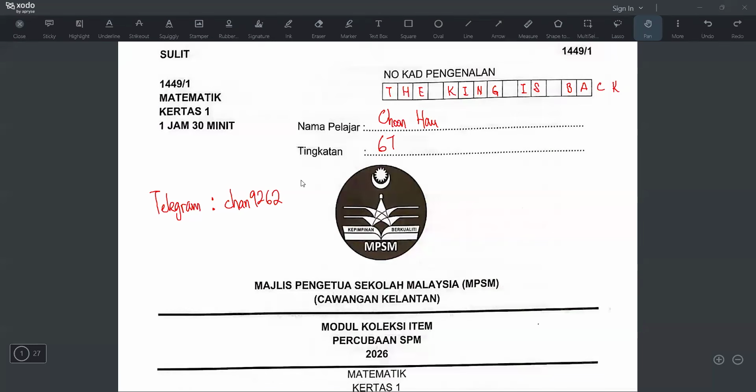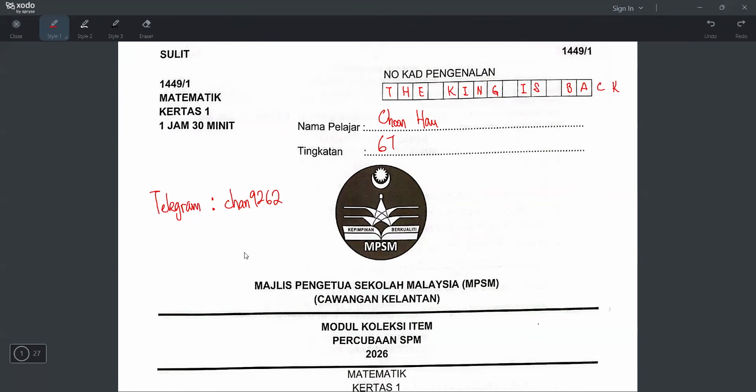Hi everyone, this is Chun Hao here, and in this video I'm gonna go through a trial paper. This is a maths trial paper, from the trial 2026 that just finished recently. Also, this is my first maths trial paper I'm doing. In the future I will do more.